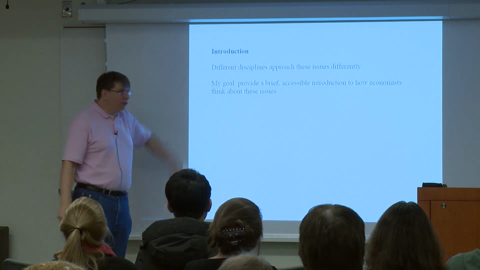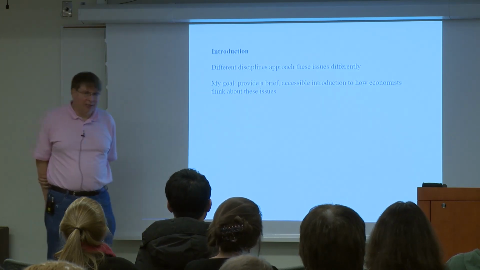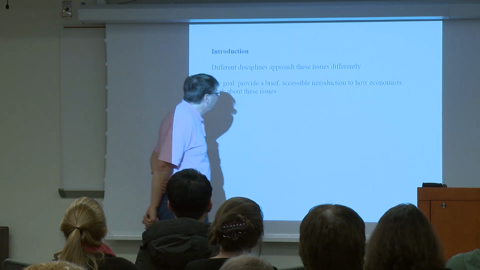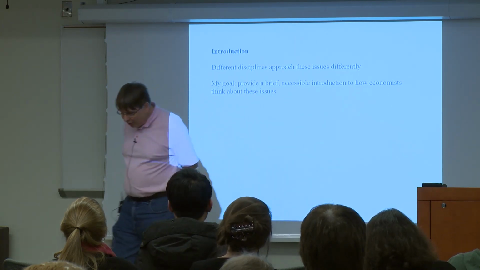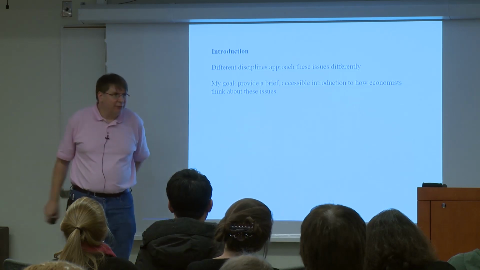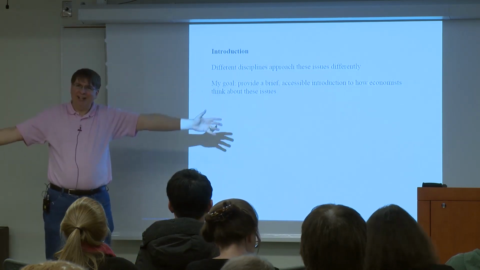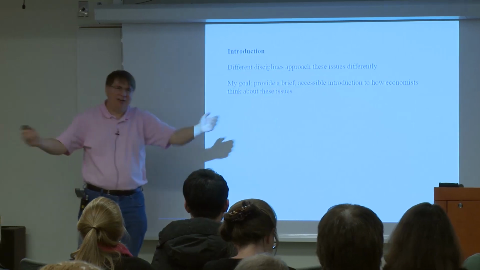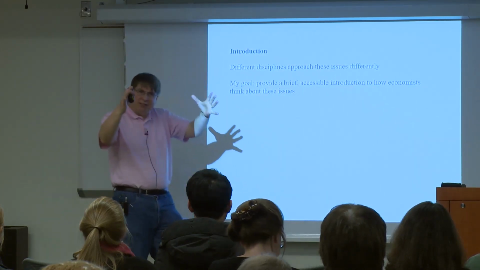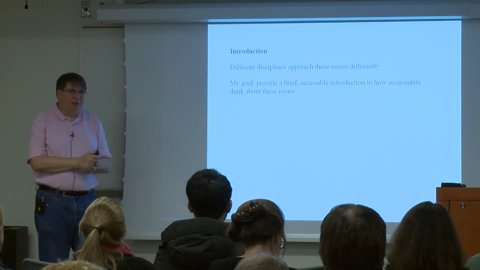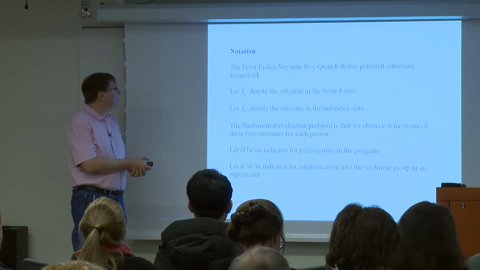So my goal today is a brief, accessible introduction to how economists think about the issue of heterogeneous treatment effects. There's a sense in which this is a bit narrower than what was laid out in the introduction. That was sort of all heterogeneity, what I would think of as the variance of the error term, as well as the variance in the treatment effect, perhaps. I'm going to focus today on variance of the treatment effect, thinking about treatment pretty generically.